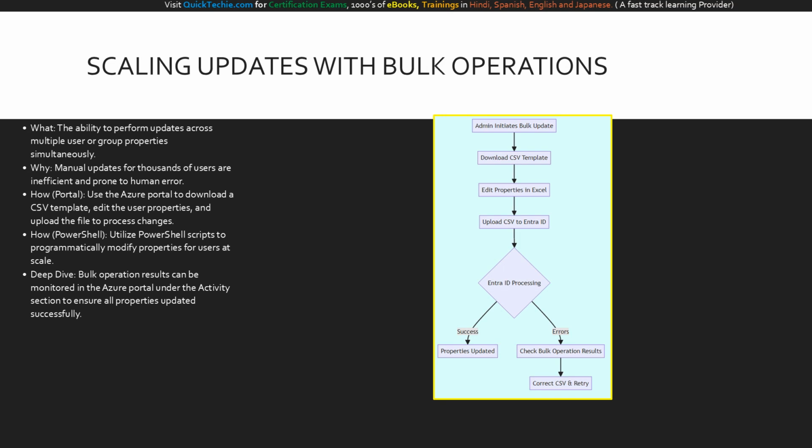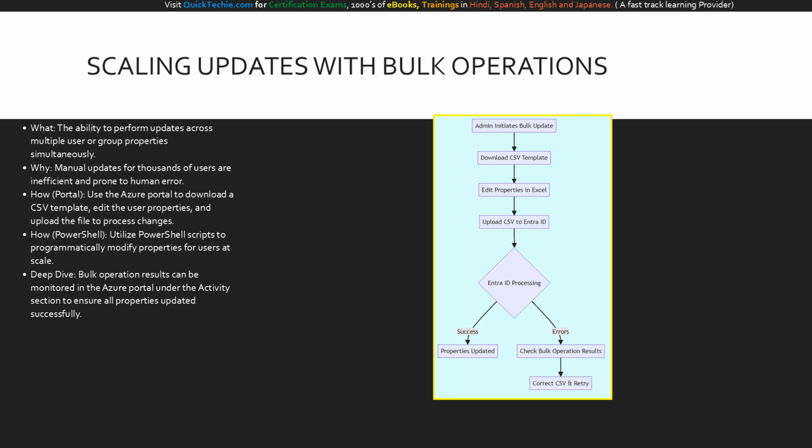On Slide 7, we address how to manage properties at an enterprise scale using bulk operations. What is this? It is the ability to update multiple user or group properties simultaneously. Why is this necessary? Because manually clicking through thousands of users is highly inefficient and prone to error. How do we do it? In the Azure portal, you can select Bulk Update, download a CSV template, edit the user properties in Excel, and upload the file back into Azure. Alternatively, as our fourth point shows, you can utilize PowerShell scripts to programmatically change these properties.